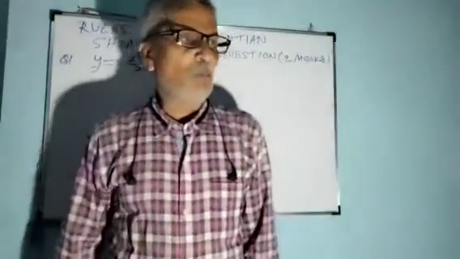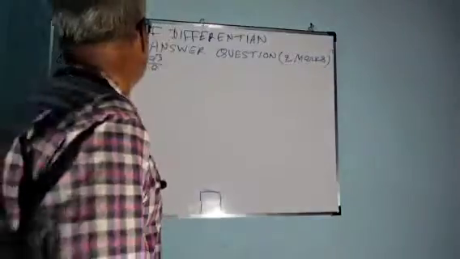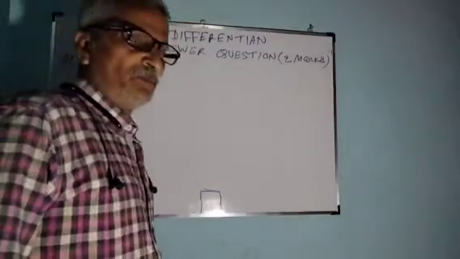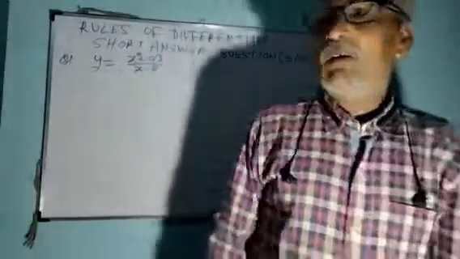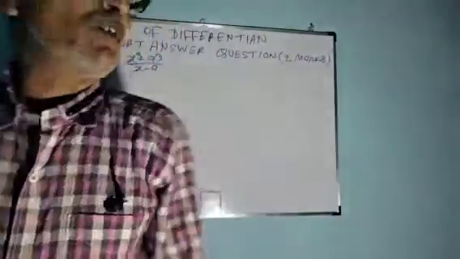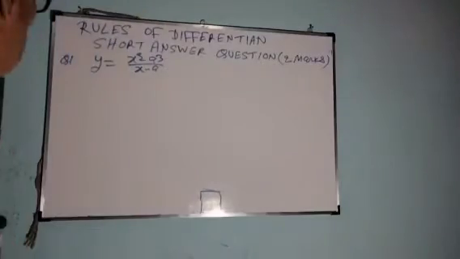In this class, we will discuss important problems of the chapter Rules of Differentiation. I will discuss short answer questions of 2 marks. Let us see question number 1.